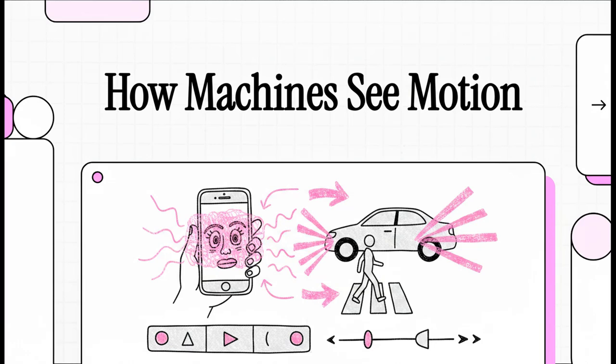Have you ever wondered how your phone just knows how to track your face for a filter, or how a self-driving car can see a person about to step into the street? Well, it all comes down to one single crucial skill: understanding motion. So today, we're going to pull back the curtain and break down exactly how computers learn to see movement.